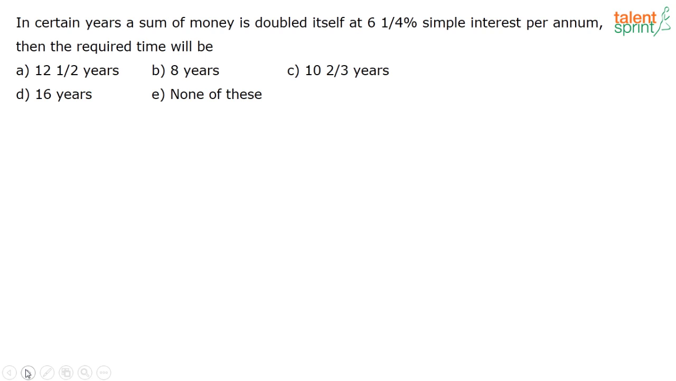All of you solve the question, give me the answer, and then we will go about solving it. In certain years, a sum of money doubled itself at 6.14% simple interest per annum. Then the required time will be dash. Very easy question. Solve it and give me the answer. The only formula that you will need to solve this is simple interest, given by P into T into R by 100, correct? Now you know this, easy to solve.